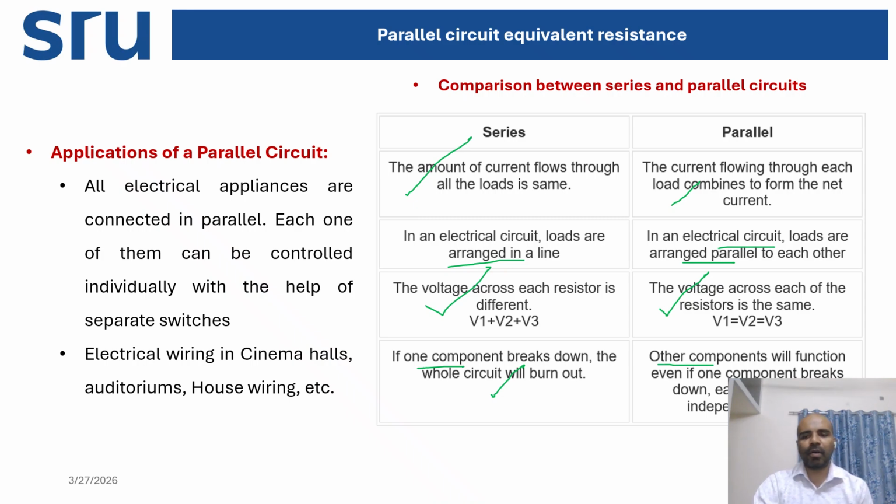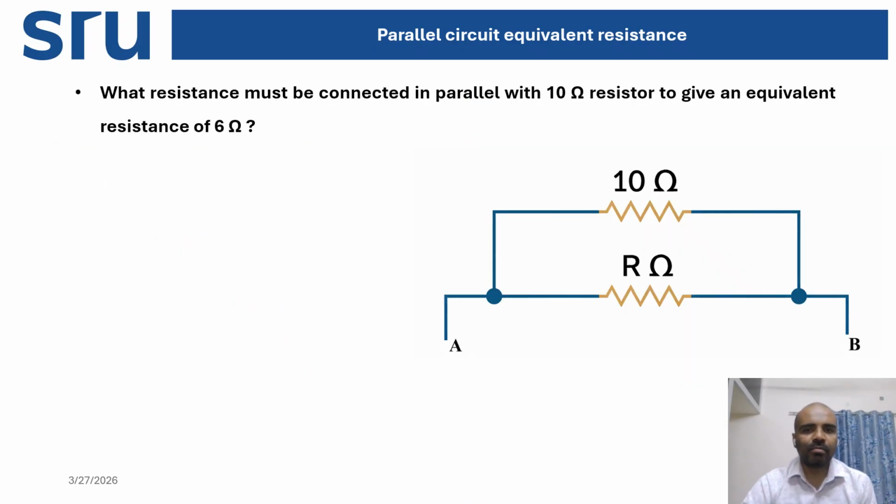But here, if one circuit element is not functioning, then another circuit elements will work normally. So there is no effect of this circuit element on the other circuit elements present in the circuit which are connected in parallel manner. So now we will solve this problem.